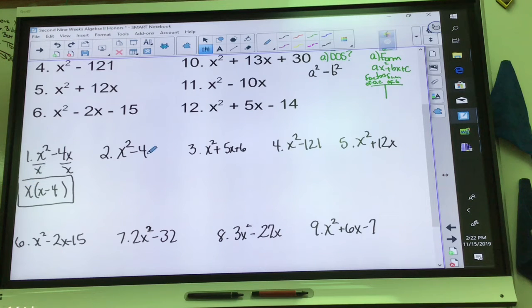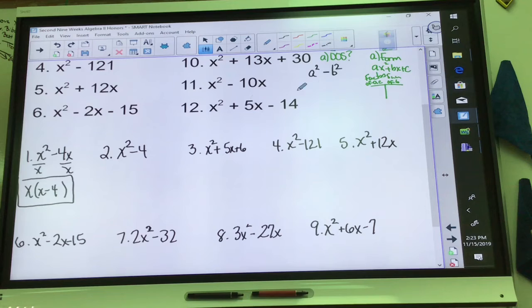Moving on to number 2. Looking at this problem, I do not have a greatest common factor. I have 1 x squared and negative 4. Numerically, 1 and negative 4 do not have anything in common besides 1. And variably, neither one of them both have a variable, so I do not have a greatest common factor.